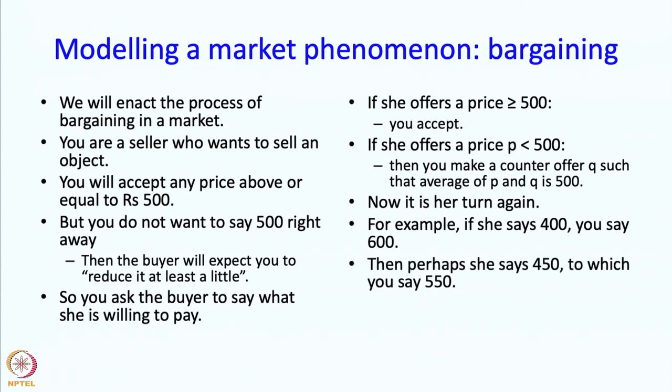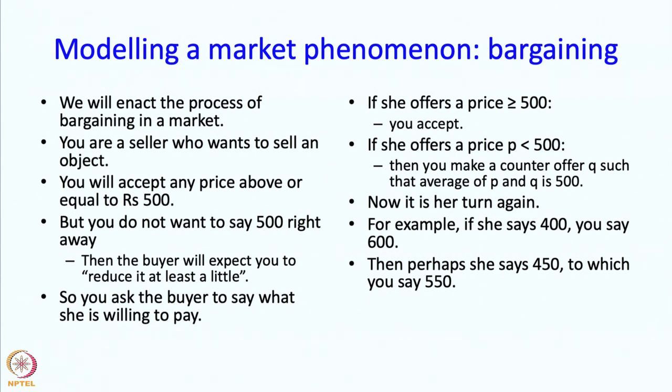After this, maybe the buyer says 450, in which case you will say 550. Why? Because again, you are sticking to your rule. The average of 550 and 450 is 500. So you must have seen something like this happen. It is not always exactly like this, but let us just say for fun that there could be a seller who uses this strategy.